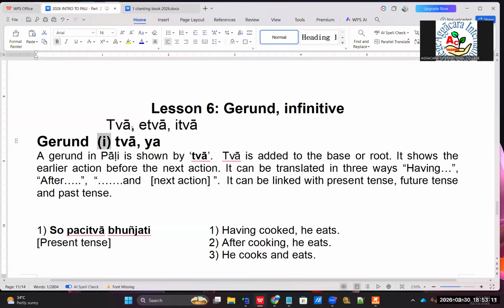So this means it's optional. It might come or not come. So it can become tua, or itua, and also ya. We call this the suffix. Tua is added to the base or root. It shows an earlier action before the next action. It can be translated in three ways: having, after, something, and next action. It can link with present tense, future tense, and past tense.